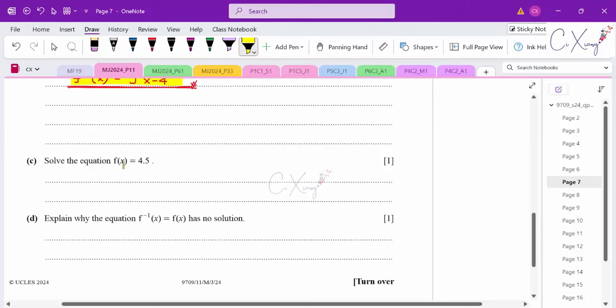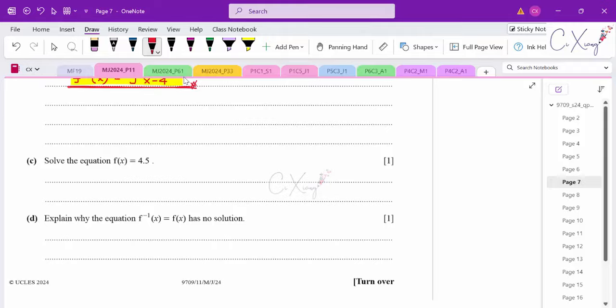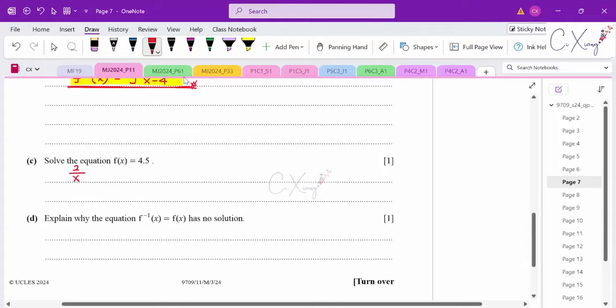Now they want you to solve the equation f(x) equals 4.5. Again, I think it is very straightforward. f(x) equals 4.5 means that you substitute 2 over x squared plus 4 equals 4.5. Then eventually you will get x squared equals 4, and after that you get x equals plus or minus 2, because when you take the square root, you have to include the plus and minus sign.